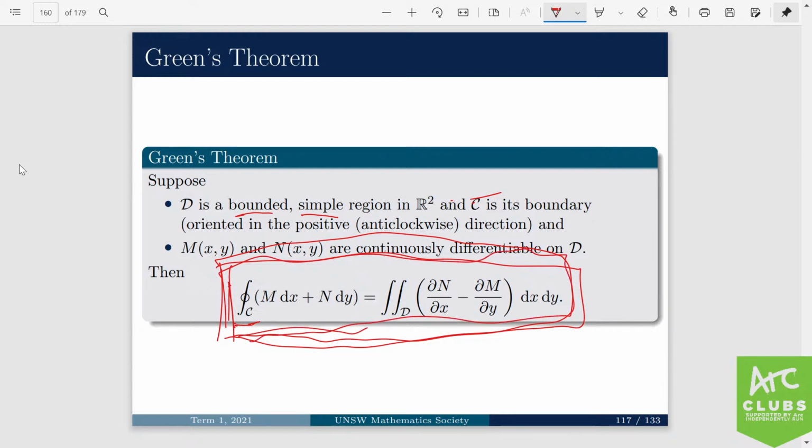And in past exams, often they'll just ask you to use Green's theorem, or they have a contour integral, and they'll give you hints that you'll need to change it into a double integral. And so you just plug it into this formula.